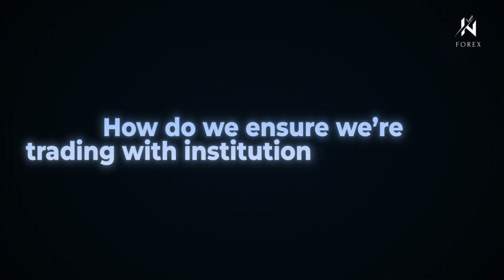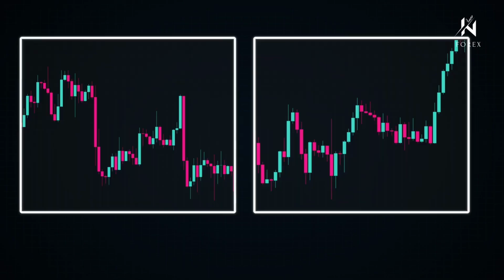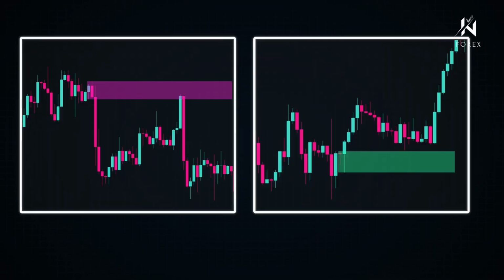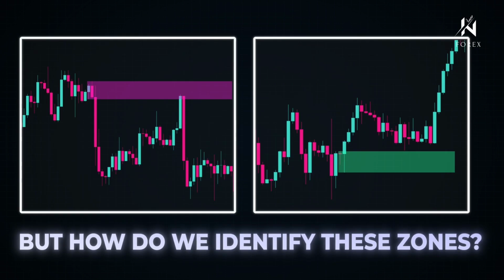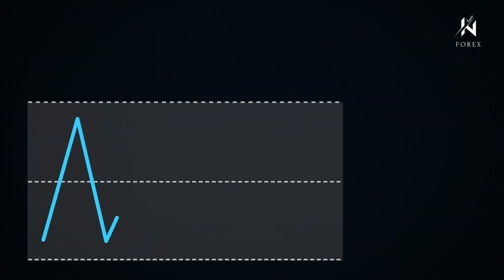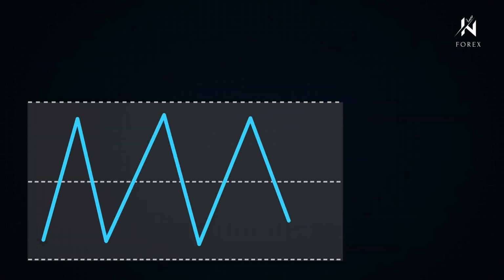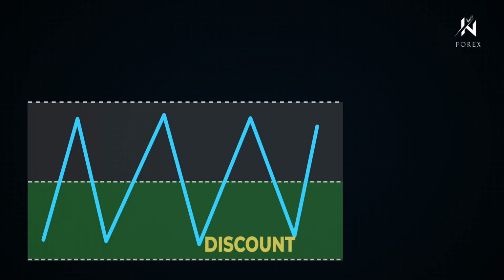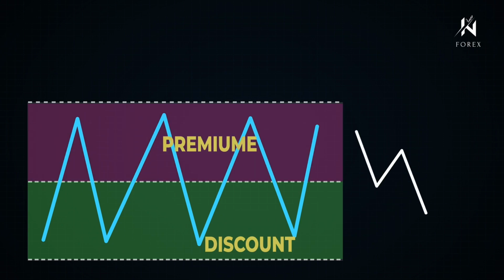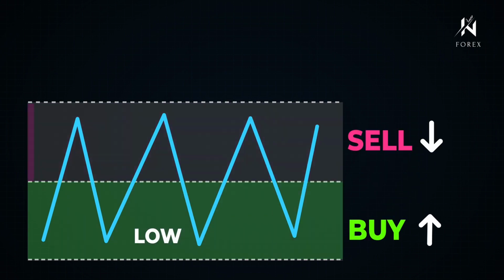Let's begin. So how do we make sure that we are trading on the right side of that institutional order flow? And that's where supply and demand zones come into play. But how do we identify these zones? When price is moving sideways in a range, this is where orders are being accumulated or distributed. As price moves into the bottom half of the range, this is where buyers step in to buy at discount, cheap prices. And then as price moves into the top half of the range, sellers step in to short at premium prices. You want to buy low and sell high, right?